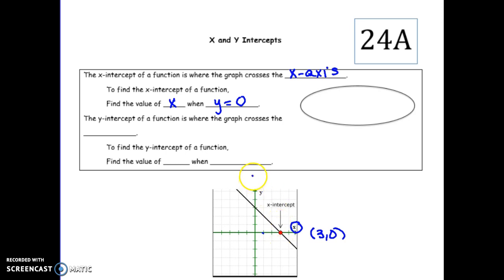Okay, and here is my y-axis. So the point where it crosses the y-axis is right here, which would actually be at 0 and 3 in this case. Okay, so for the x-intercept, notice because it's crossing the x-axis, is actually the same as finding the 0 of a function. So the same as finding the 0.